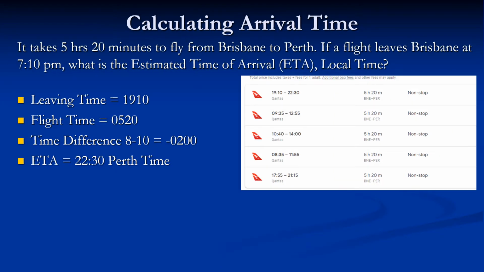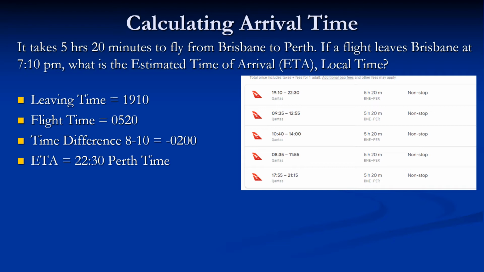We're going to have a look at a couple of calculations now. For example, we've got this one. We want to calculate the time of arrival, and we want to calculate that in the local time. So, for example, I've just jumped onto Google this morning and looked up the Qantas times to fly from Brisbane to Perth. So here we have 5 hours and 20 minutes to fly from Brisbane to Perth. If the flight leaves Brisbane at 7:10 p.m, what is the ETA local time?